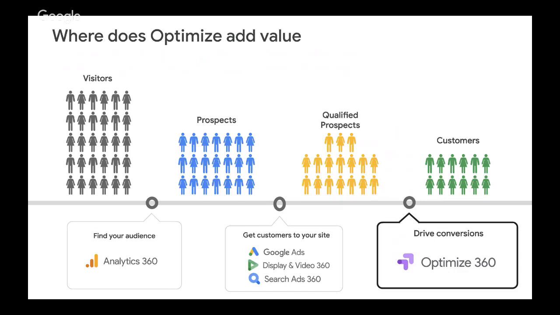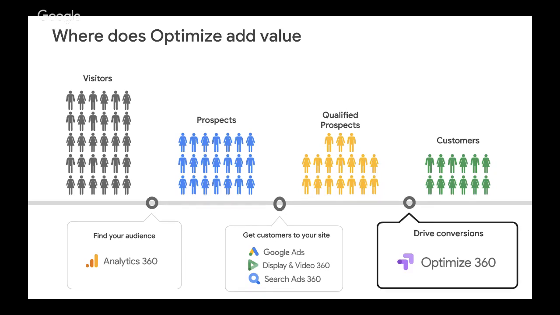Now, once you get those highly qualified prospects to the front door of your business, which in this case is your website, what next? What do you do at that point? Now, this is where Optimize comes in. Optimize's goal is to get your highly qualified prospects from the front door of your business to the cash register, or in other words, that point of conversion. So this last mile in conversion is where we put most of our focus.